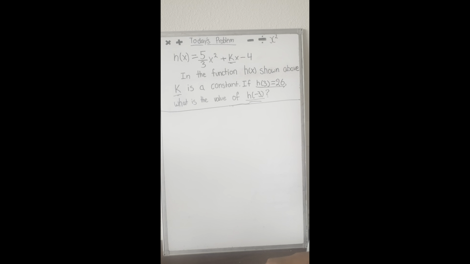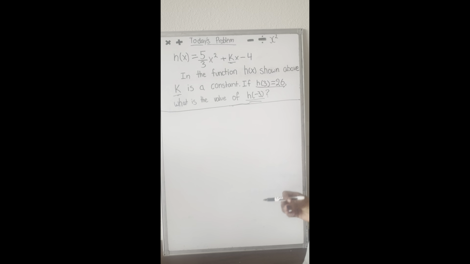Today's problem is h of x equals 5 divided by 3 times x squared plus k times x minus 4. In the function h of x that is shown above, k is a constant, which means that k isn't going to change. If h of 3 equals 26, what is the value of h of negative 3?